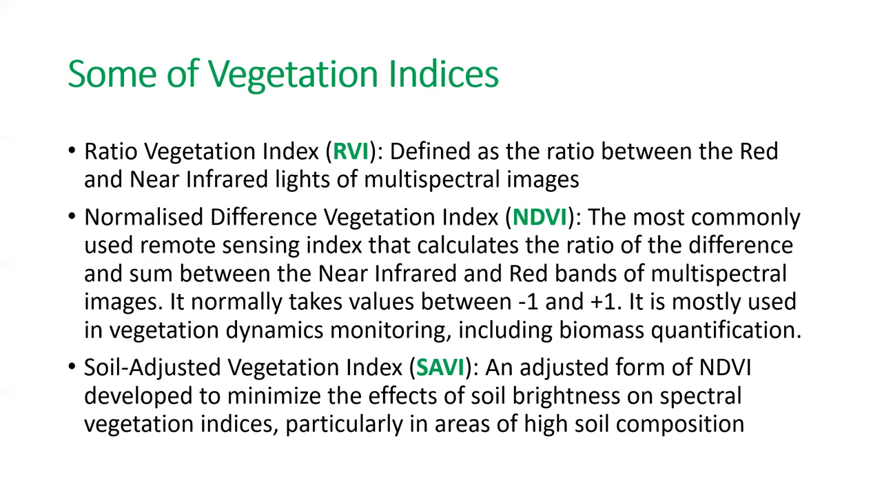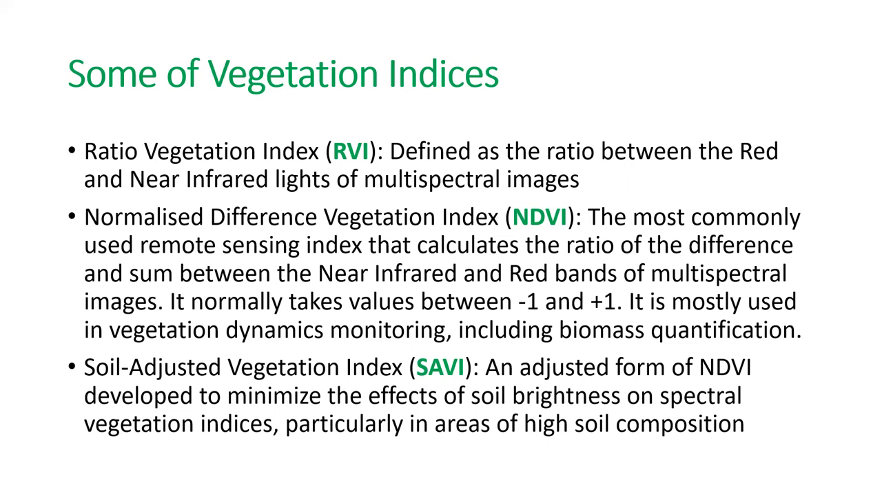And maybe I would like to just mention them and give you a chance to go and explore more. One of the very important ones that I want you to understand is the ratio vegetation index, which is a ratio between red and near infrared light of multispectral images. Another one is the normalized difference vegetation index, NDVI, the most commonly used and famous remote sensing index, which calculates the ratio of the difference and sum between the near infrared and red bands of multispectral images.